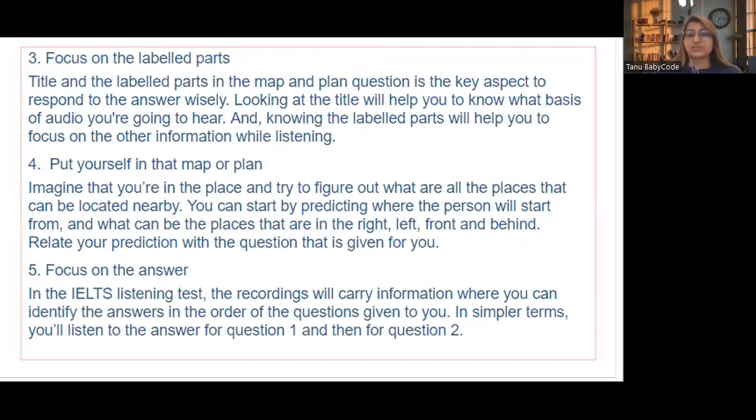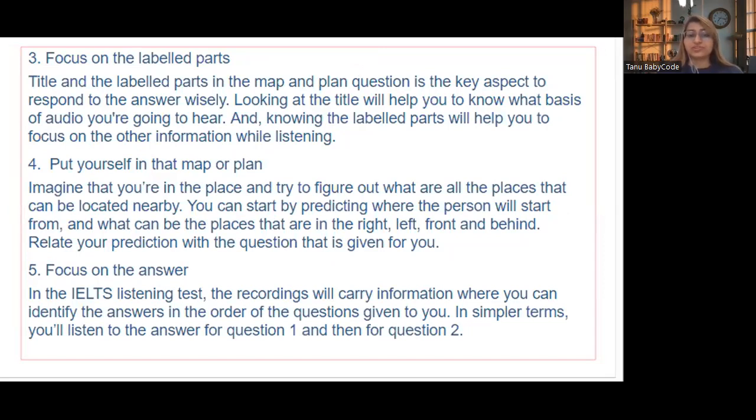So look at the title, which helps you to know what basis of audio you're going to hear. Put yourself in the map or plan. Imagine that you are in the place and try to figure out what are all the places that can be located nearby. You can start by predicting where the person will start from and what can be the places that are on the right, left, or front, behind. Focus on the answer also.